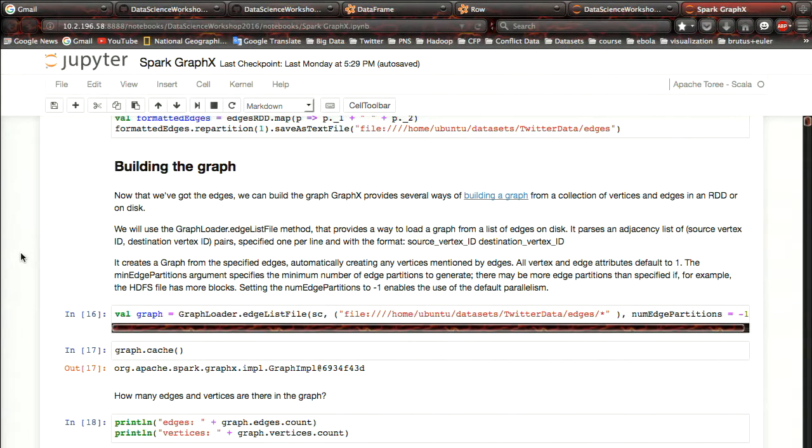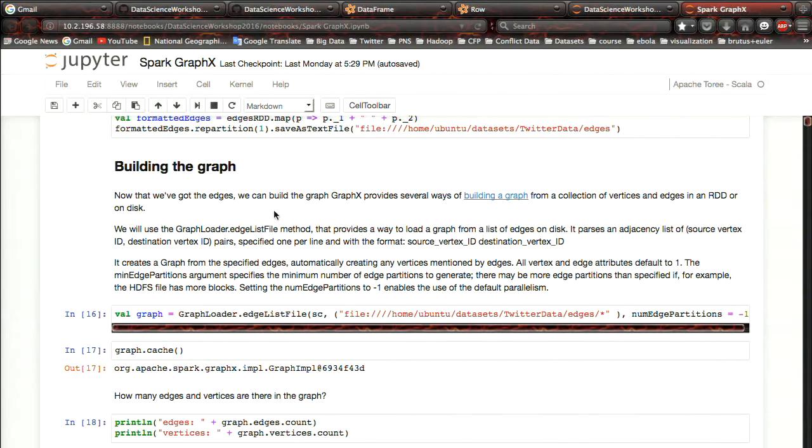So once we have selected screen names for the users and the users that are retweeting, we can build the graph by calling one of the methods that Spark provides for this. And we are using here the edge list file method, which is a method that allows us to build a graph by specifying the list of edges.